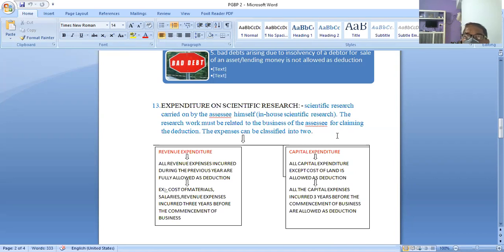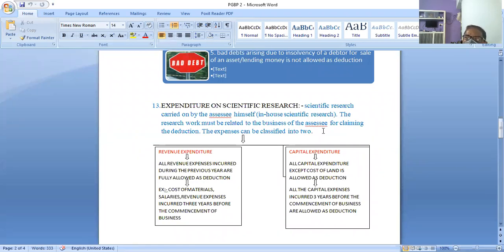Now, if it's a revenue expenditure on in-house scientific research, and it is related to the business of the assessee, all revenue expenses are allowed as a deduction, like cost of materials and salaries. Even if it is incurred 3 years before the commencement of business, you can allow all those expenditures. What about capital expenditure? It is allowed except the cost of land; other capital expenditure is allowed as deduction. Same case: all the capital expenses incurred 3 years before the commencement of business are allowed as deduction, except cost of land. That means you can consider it as business expenditure. That is expenditure incurred on in-house scientific research.